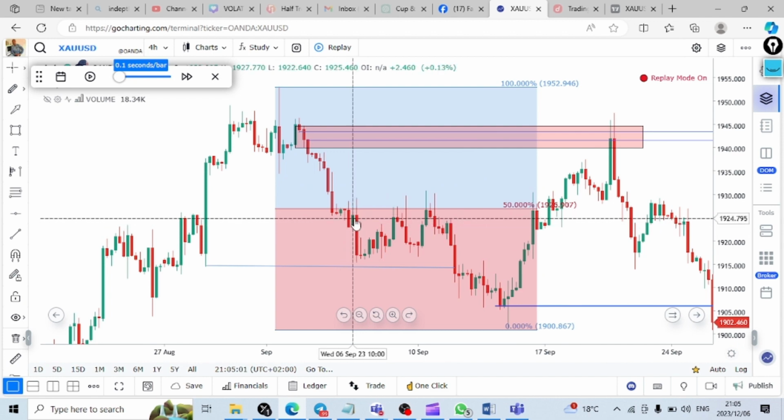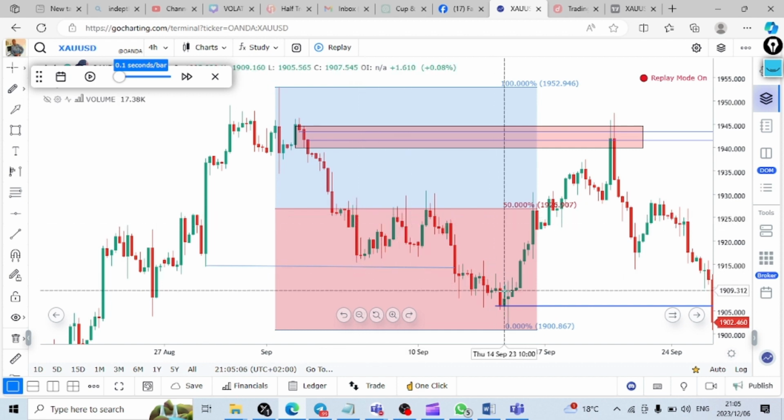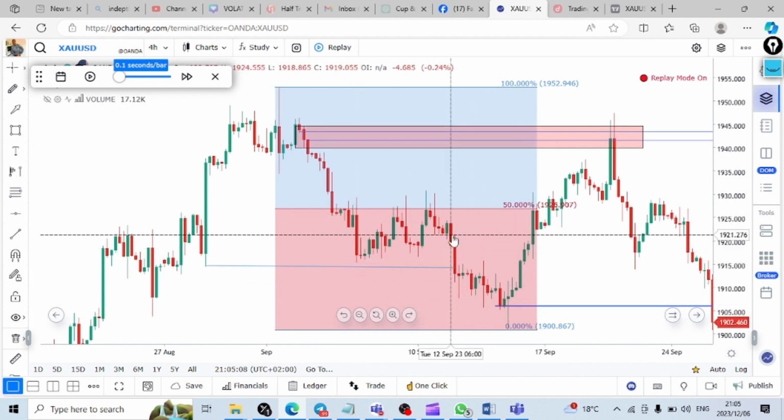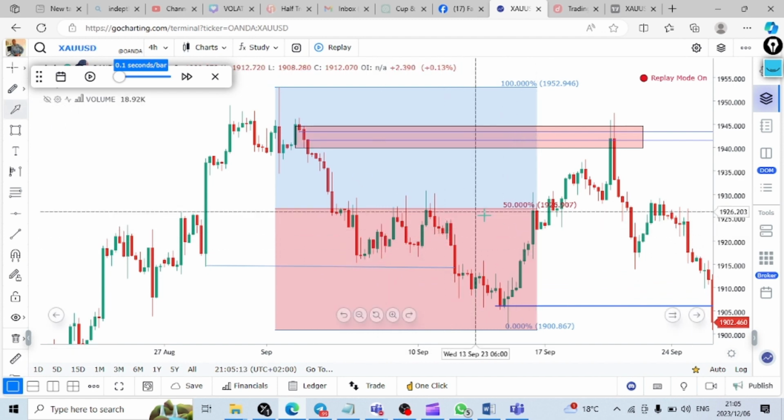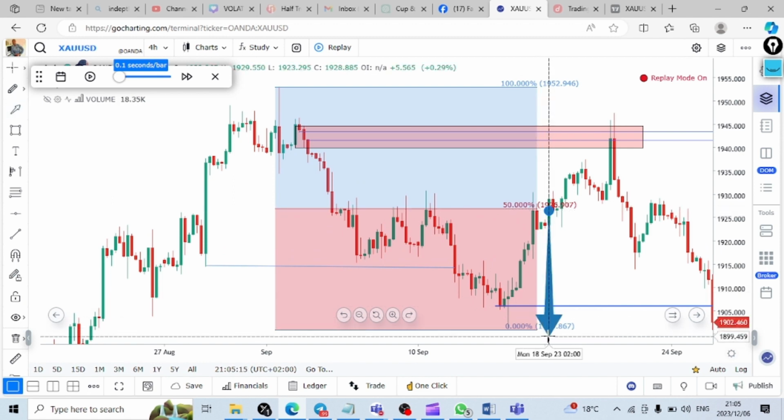Why is this one not a valid order block? We can't sell at this particular level. Why? Because price is below the what? The 50% level of the Fibonacci. So that means price is within the discount. So this is the discount, and we ignore all the order blocks that are there.